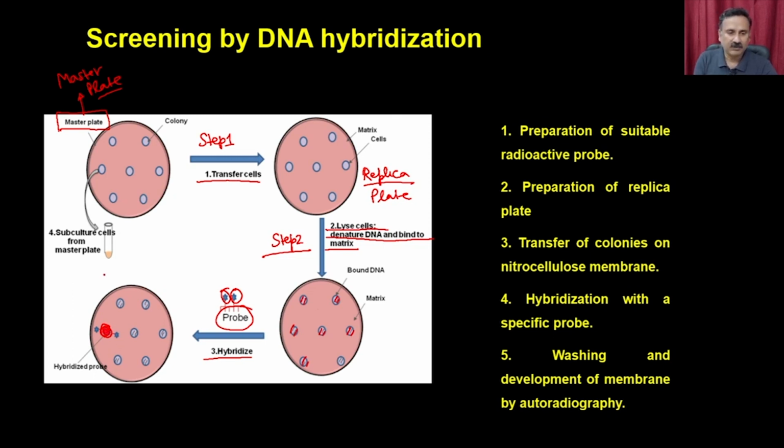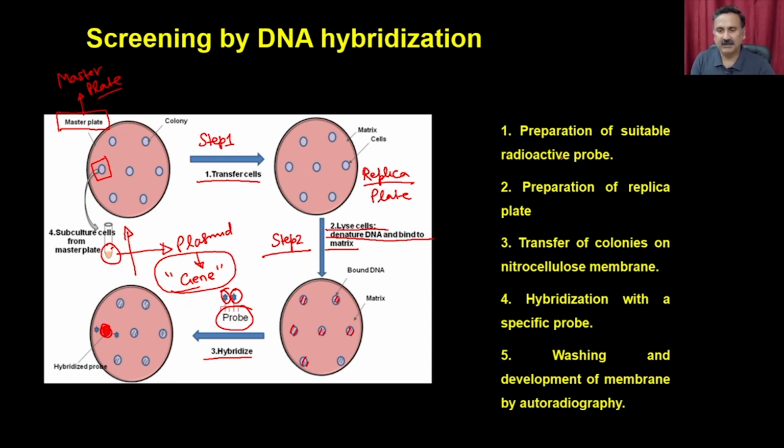Then you can take this replica membrane and compare it with the master plate, and you will know which is the clone where the gene of your interest is present. Then you can take out this clone and grow it in media, and that's how you can isolate the plasmid, or the recombinant DNA. From this plasmid you can isolate the gene of your interest, and use this gene for further downstream applications.